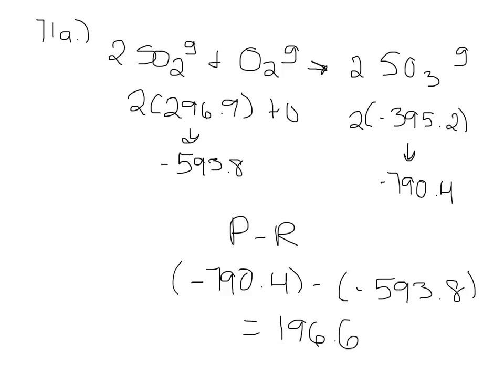So for the SO2, I had to multiply by 2, and O2, any pure substance, any pure element found in its natural state is 0, and then SO3 will have to be multiplied by 2 as well. So that gave me negative 593.8 for SO2 and O2 for reactants, and then negative 790.4 for products. And to find out the enthalpy, you have to do products minus reactants. So I did negative 790.4 minus negative 593.8, and I got 196.6.